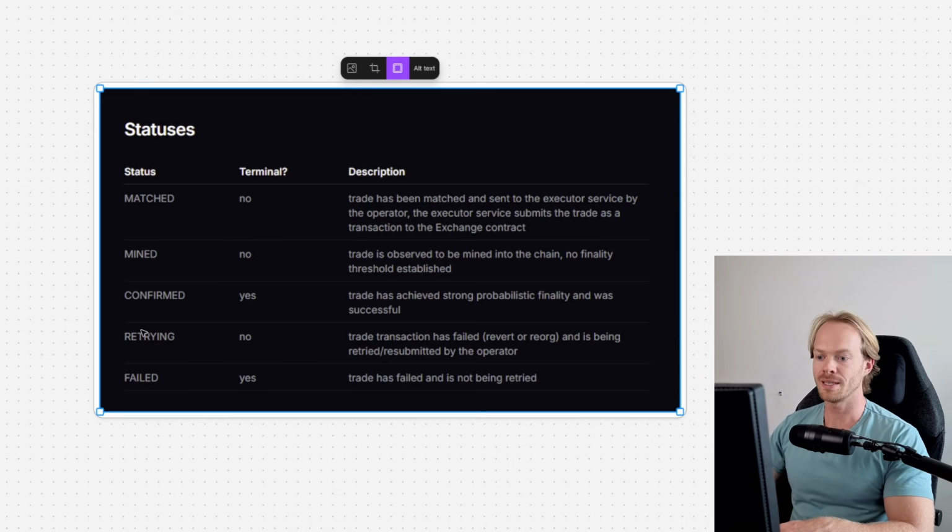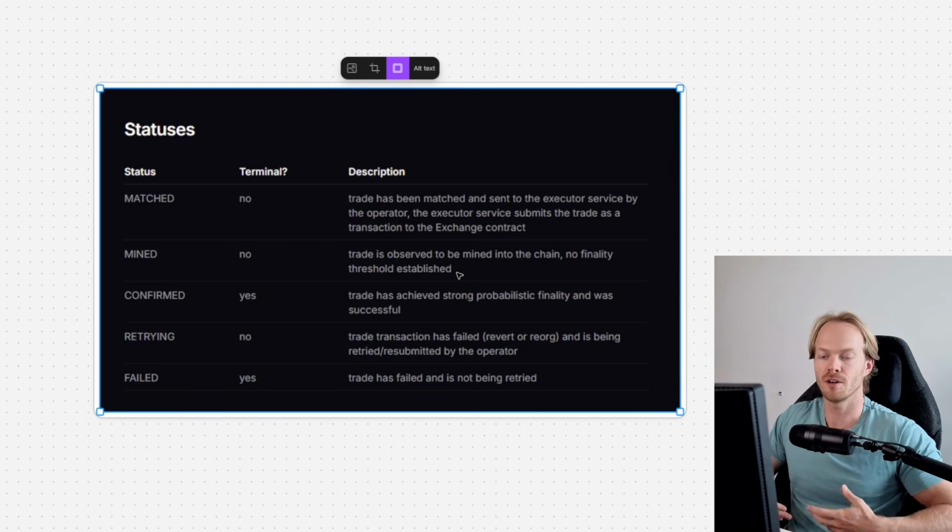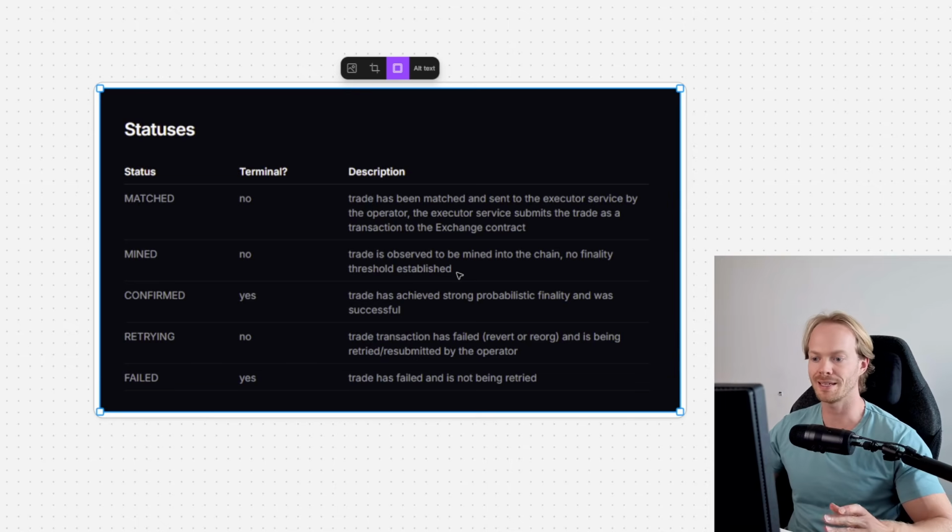Okay, and this is when the next status happens. So the status is mined. The trade is observed to be mined onto the chain. No finality threshold established. So it is going to be mined on the blockchain, okay? But before that actually happens, it's sort of not final. Something can still happen. It can still be cancelled. How that's going to happen, I'm not really sure, but it can.